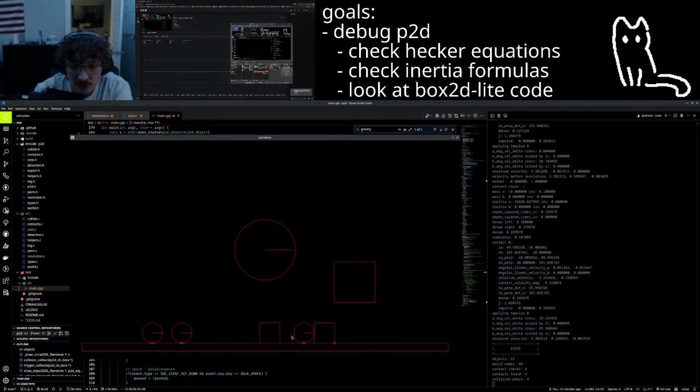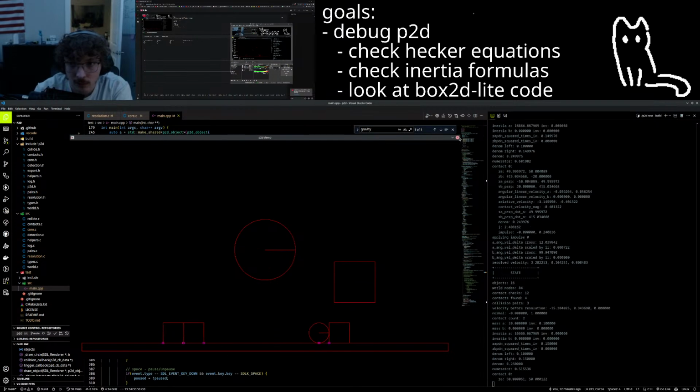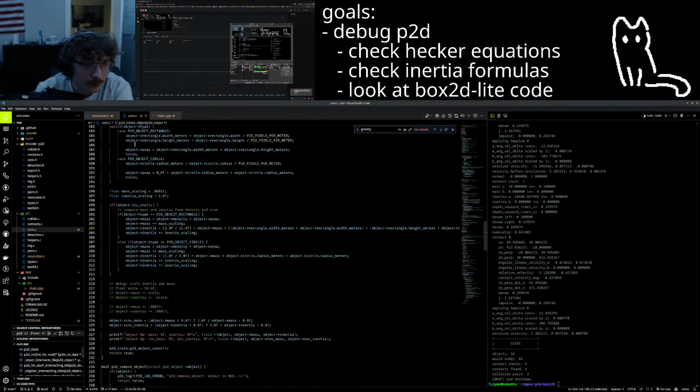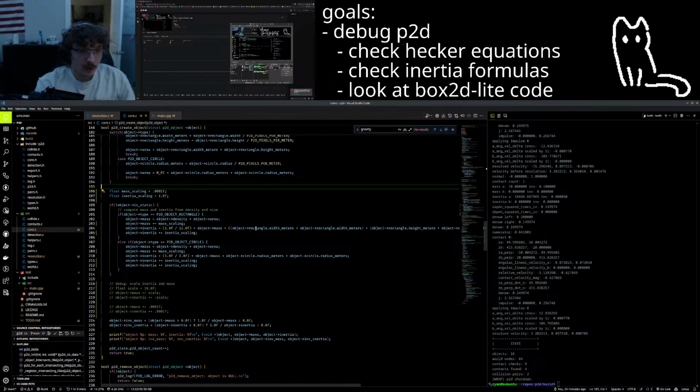I would like to see that bounce there. I'm not sure why it didn't. Probably maybe because it didn't register as both contacts. It registered as one. Okay. That's kind of fair. I don't know. What if I don't scale anything?